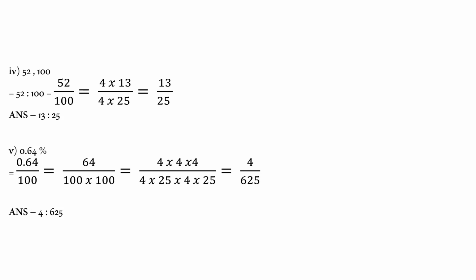We have 4 multiplied by 4 multiplied by 4 upon 4 into 25 multiplied by 4 into 25. So we have 4 upon 625. Okay. So our answer is 4 is to 625.